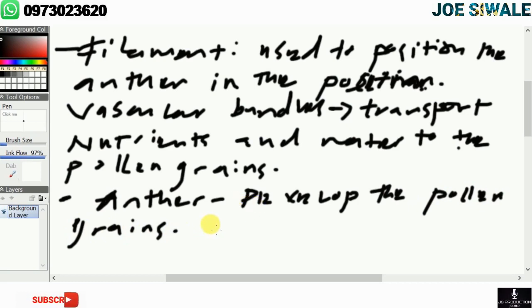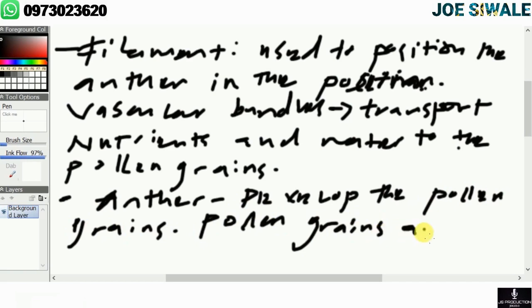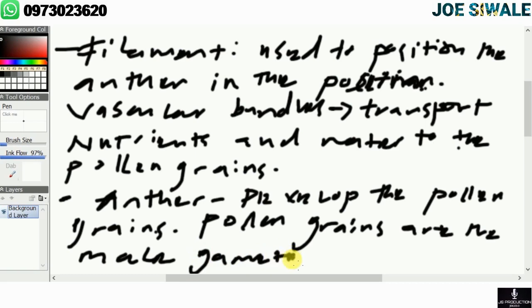And the pollen grains, these are the male gametes of the flower. So we know that the pollen grains are the male gametes of a flower.